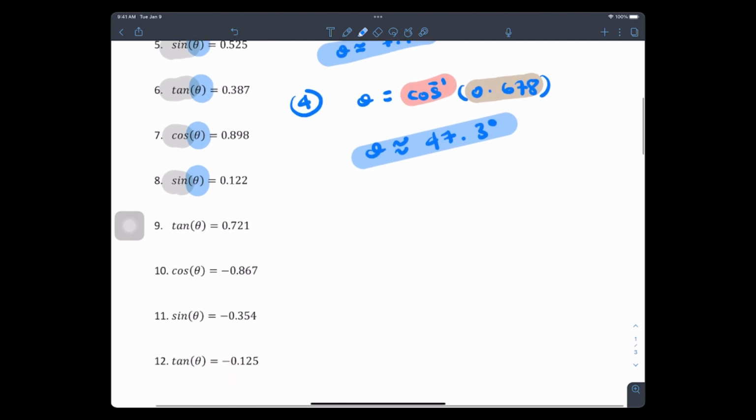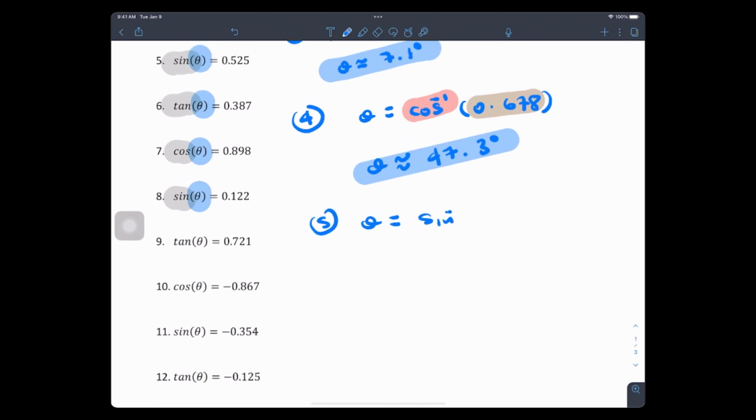All right. What's the next one? Number what? Number 5. What's theta going to be for number 5? It's going to be inverse sine 0.525 for number 5.